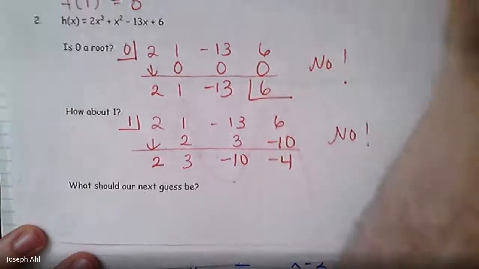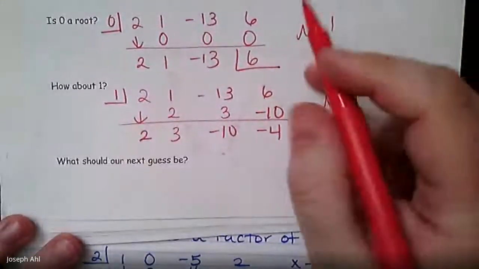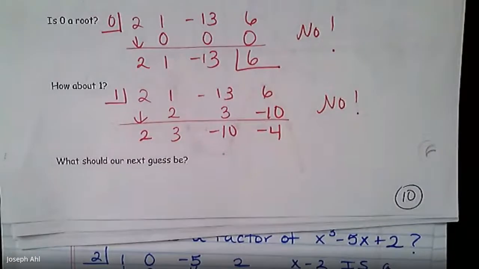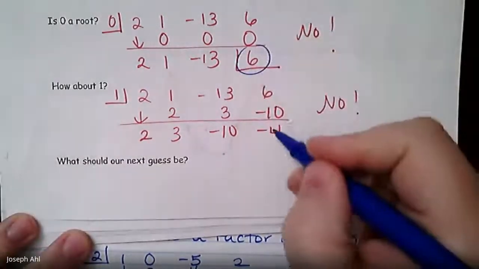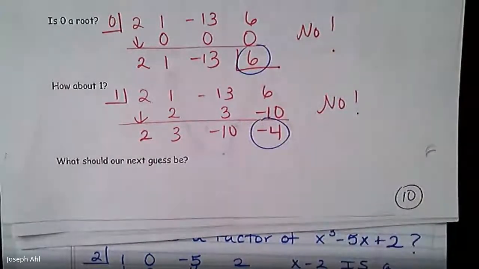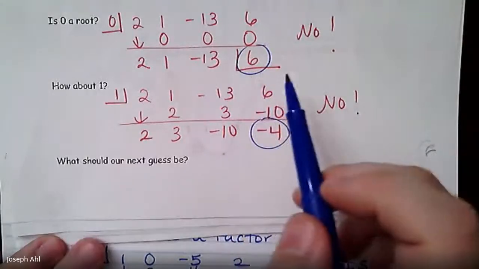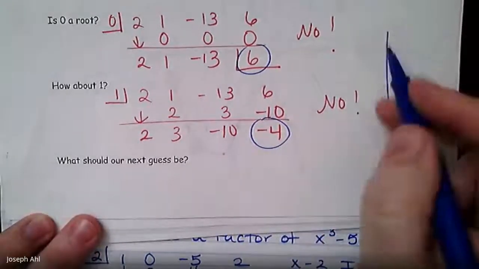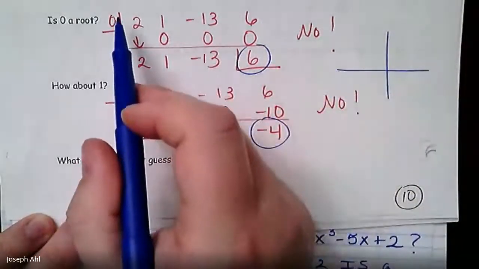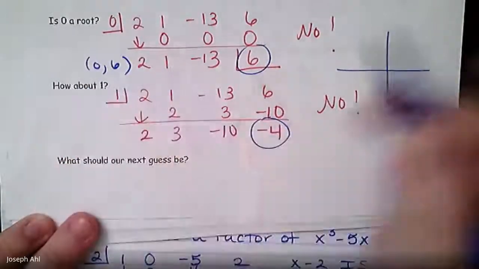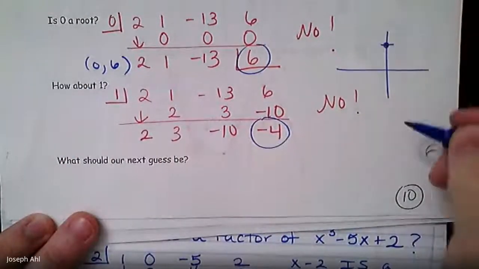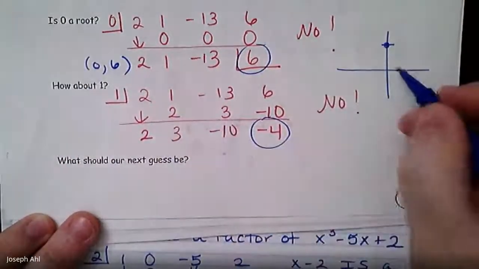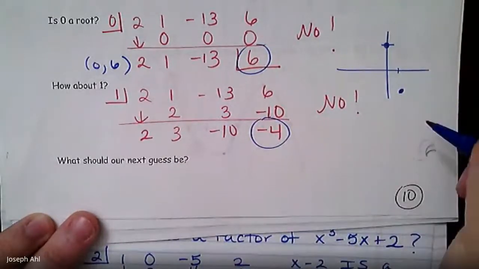So why did I have us just test those two if they're both no's? Well, what I want you to look at is the remainders. We went from a remainder of 6 to a remainder of -4. And if we think about what that implies about the function, this corresponds with the point (0, 6) on the graph. It's actually the y-intercept, right? And then this corresponds with the point (1, -4) on the graph.